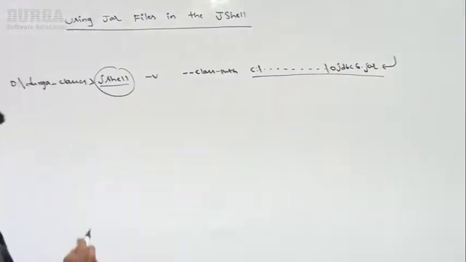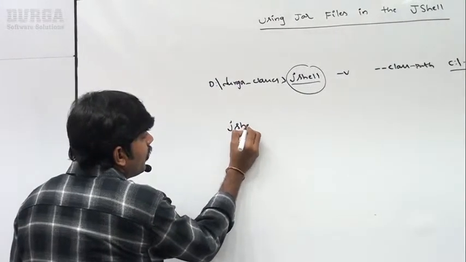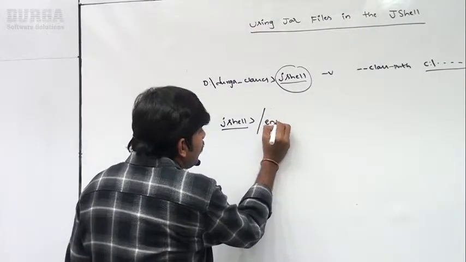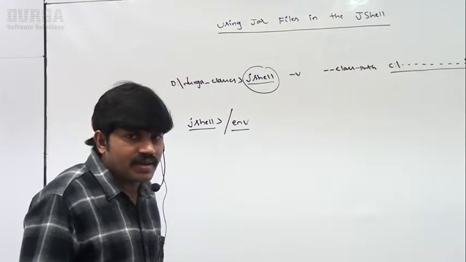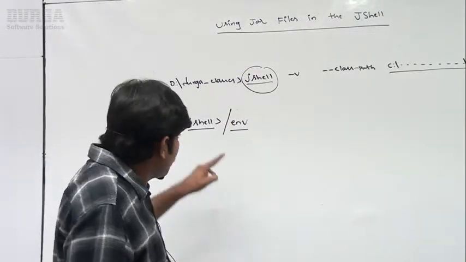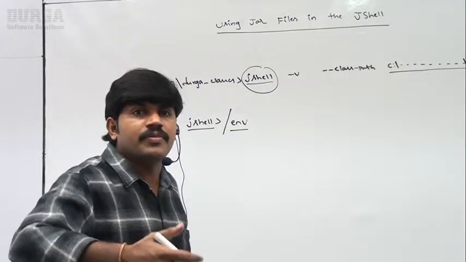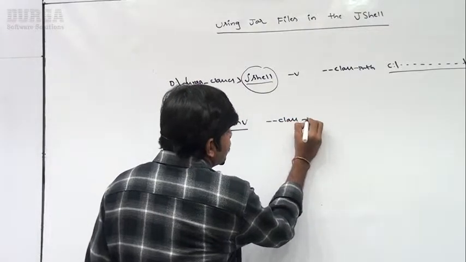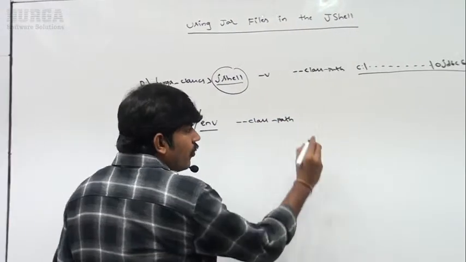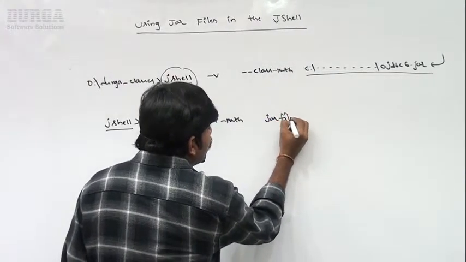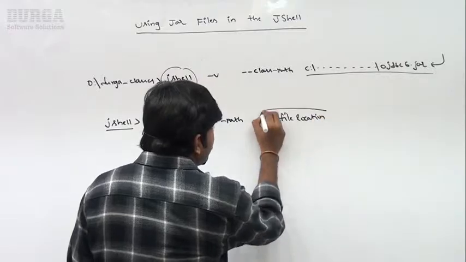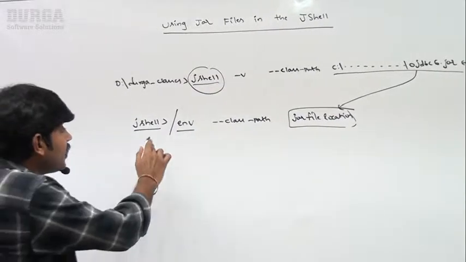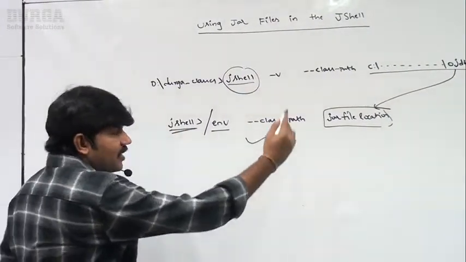Once JShell has already started and you are in the JShell console, it is very simple. /env. What is the command name? Please respond. /env. Env means environment. Can you please set the environment? /env --class-path, and now you have to specify the jar file location. If you set it from the JShell console itself, you are setting the classpath.